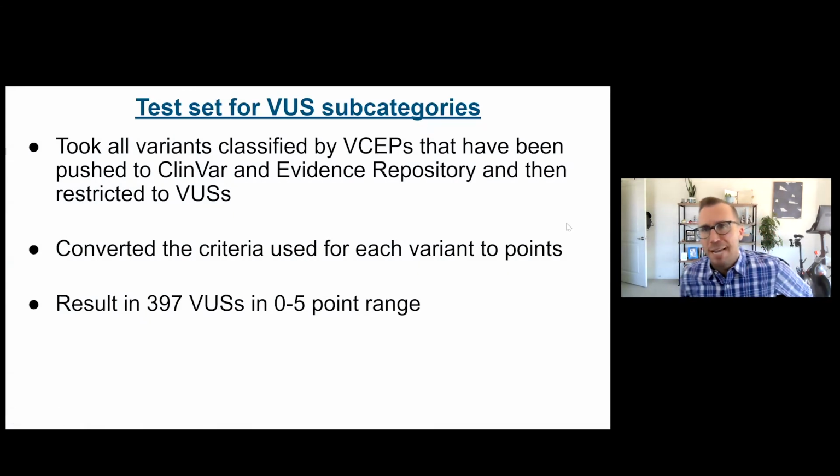In order to figure out what types of subcategories we should use, I took a test set of VUS variants. I looked at all the variants currently classified by the ClinGen expert panels that are in ClinVar or the evidence repository, looked only at ones currently classified as uncertain significance, and then looked at what criteria was applied and converted those to the point approach. So we ended up with 397 variants of uncertain significance in the 0 to 5 point range, which with the point approach is what the VUS category would be. I'm not saying these necessarily represent what a typical lab would be seeing with regards to the span of VUS, but we just wanted some numbers to play with different subcategories to see where variants would fall and how common certain scenarios would be.